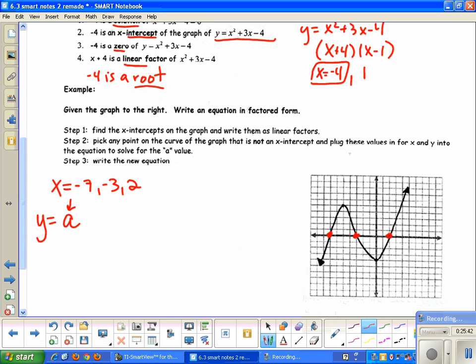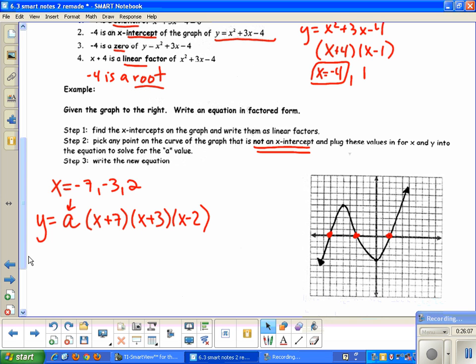You need to remember to put an a value in front so that you can figure out what that is by picking a point on your curve. So x minus -7 becomes x plus 7 as a linear factor, x plus 3, and x minus 2. So now I need to find that a value. So the question is, how do I do that? I'm going to pick any point on my graph as long as it's not an x-intercept. So it cannot be an x-intercept.